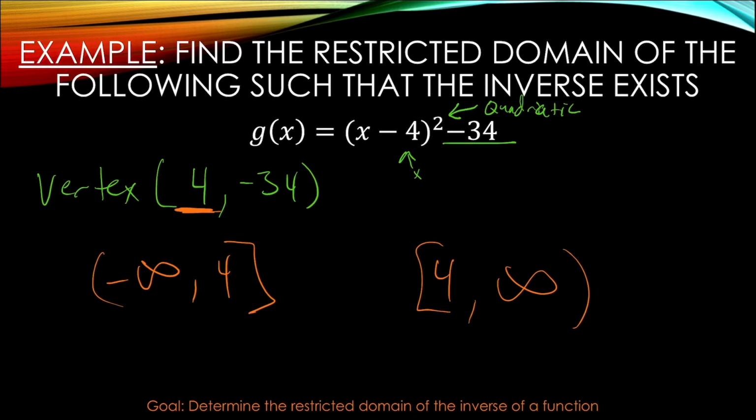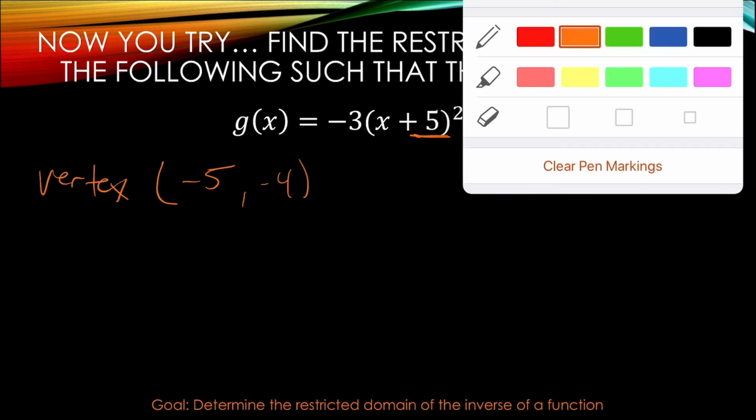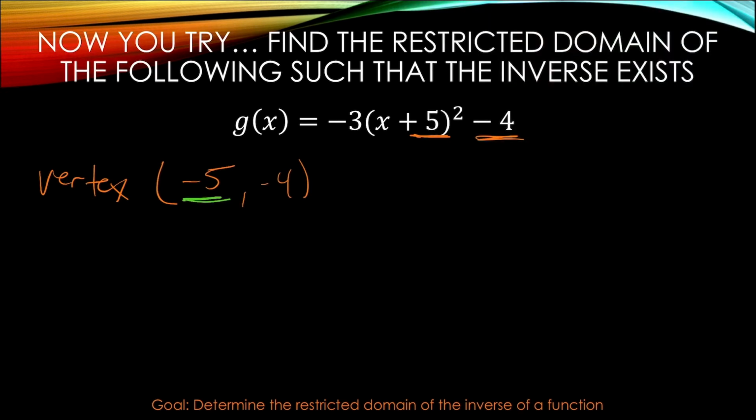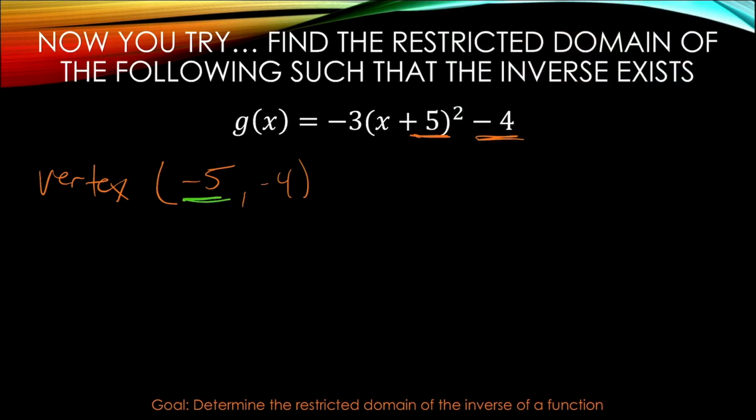Okay. All right. One more. Once again, I'm going to first find my vertex, which is a negative 5 and negative 4. Now I only care about that x coordinate, right? So we're going to say from negative infinity to negative 5. Negative 5 is included. Or from negative 5 to infinity. It is as simple as that.